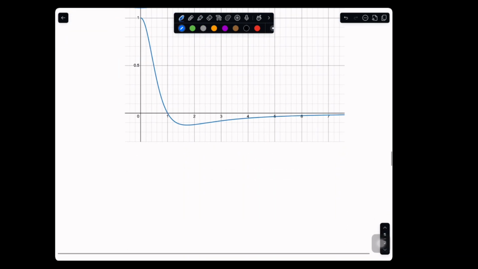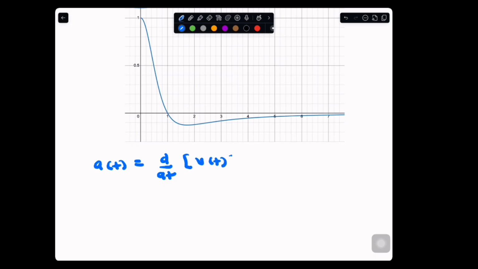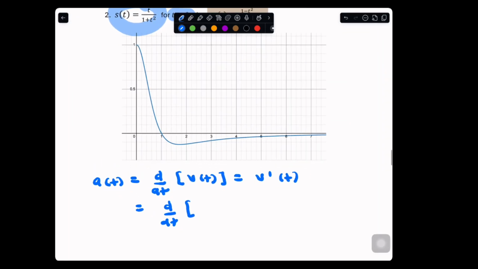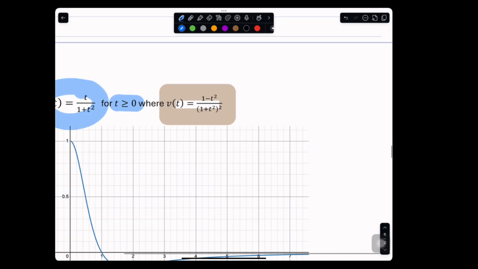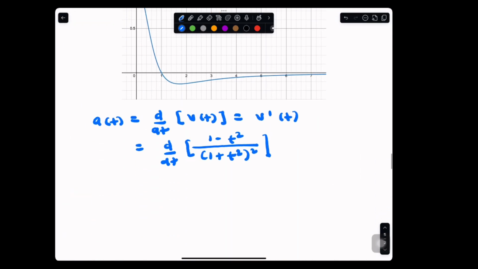Acceleration. What's the definition of acceleration? Do you guys remember? It's the derivative of what? Velocity. This is also written as v prime of t. I just want you guys to know that. Let's give you a little more notation. Now the velocity was 1 minus t squared over 1 plus t squared, I think. Isn't that the velocity function? Yeah. So we're going to have to use what here? Quotient rule.